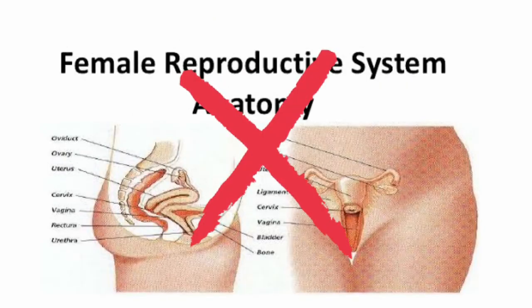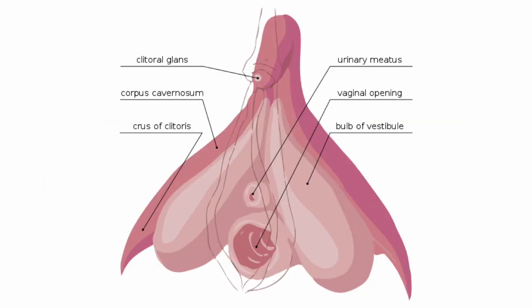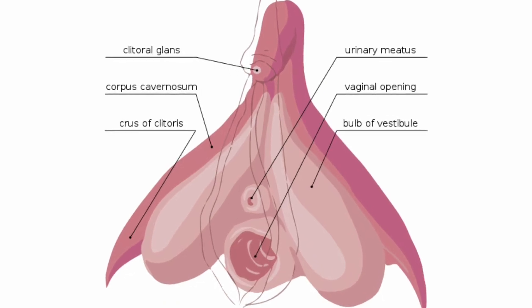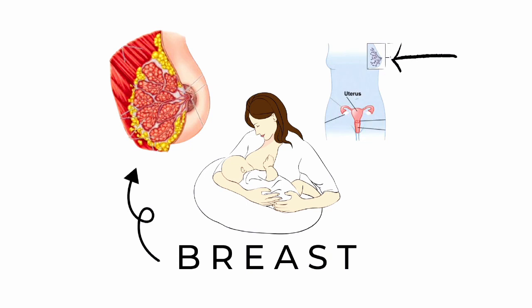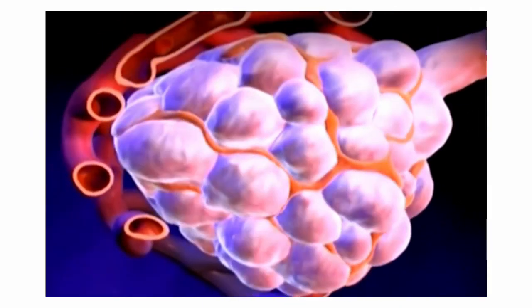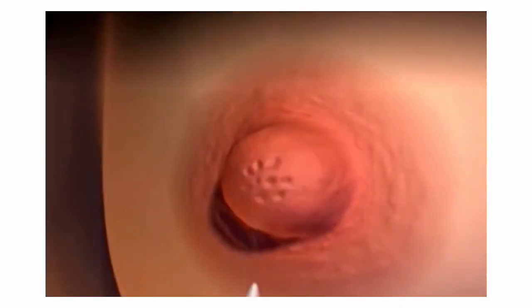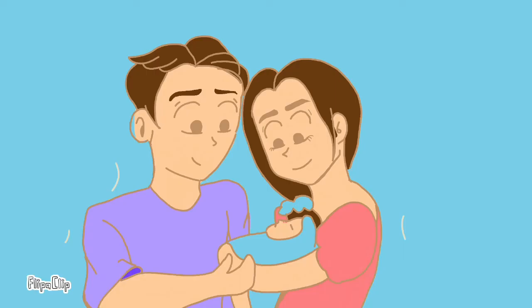Clitoris. It has no function in reproduction, but is the main pleasure center for females during sex. It becomes erect under the signal of the brain. The main function of the breasts is to produce and deliver milk to nourish the infant.